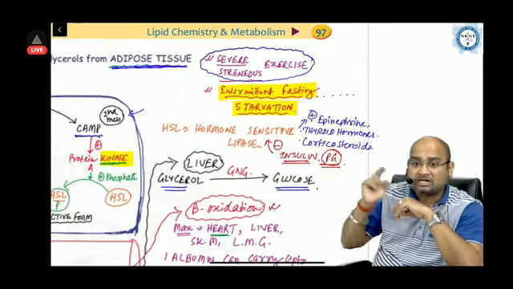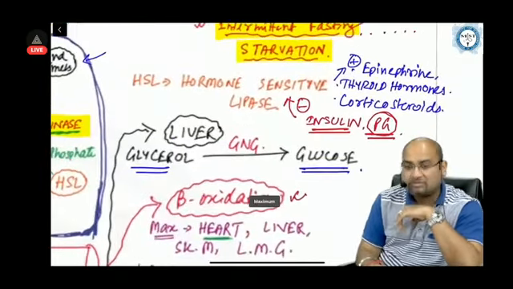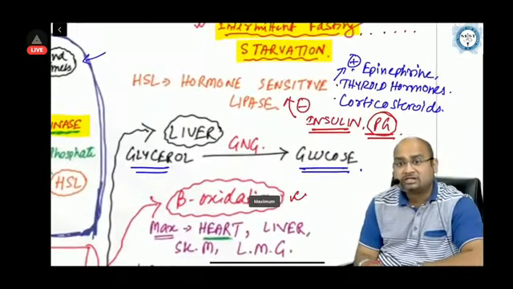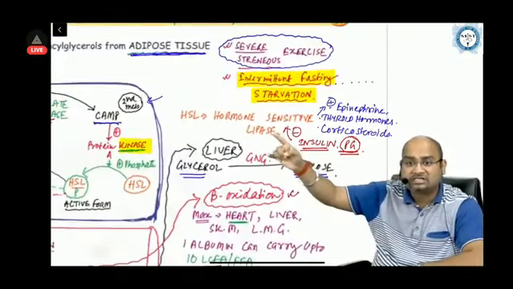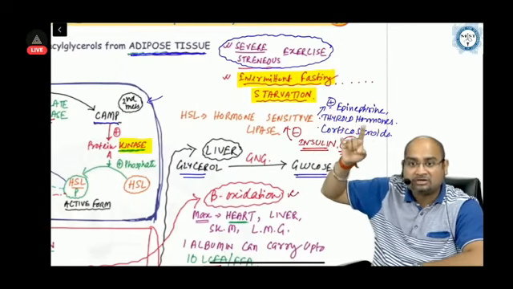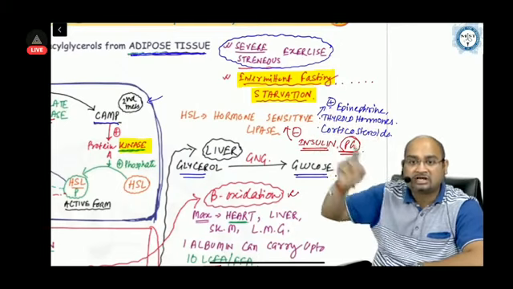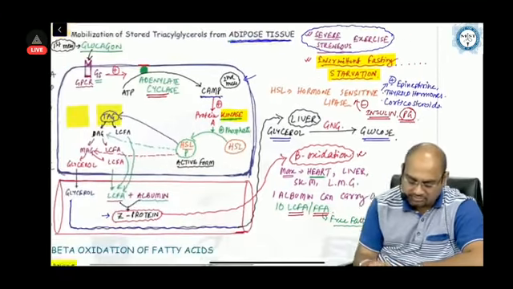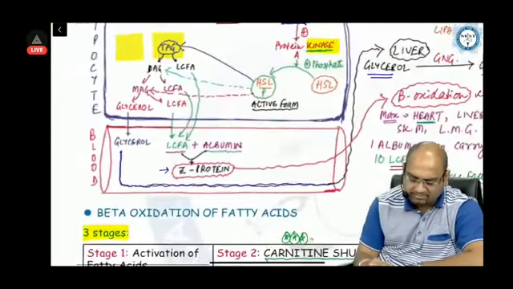There we have to mark the answer as prostaglandins. Please try to understand, beta. Prostaglandins can inhibit this enzyme. These four hormones, glucagon, epinephrine, thyroid hormone, and corticosteroid, can increase the activity of hormone sensitive lipase. This is how the break beta.